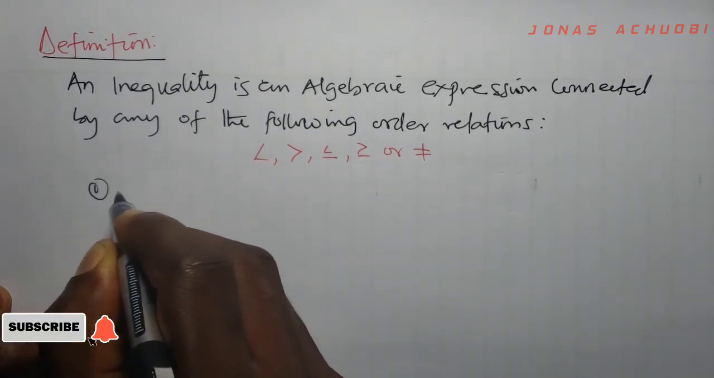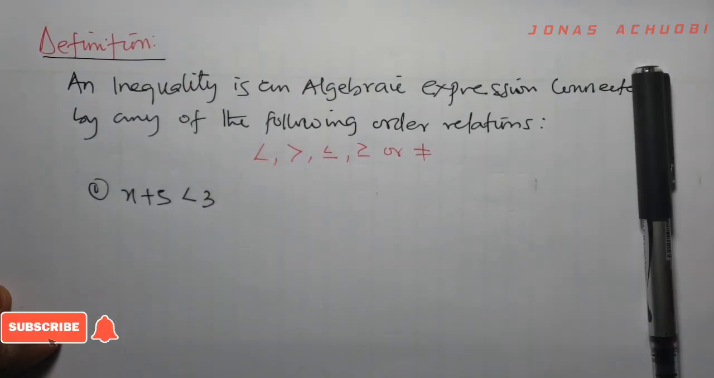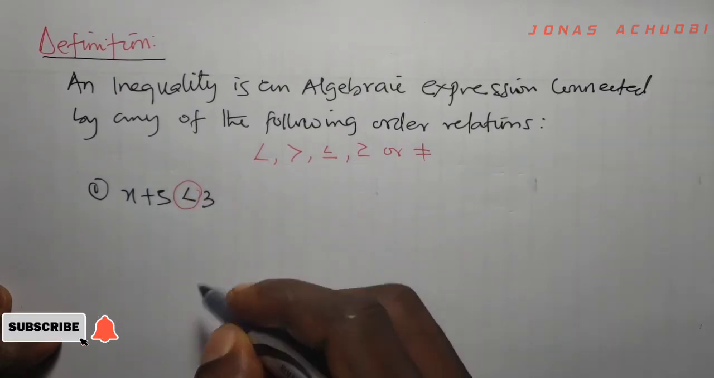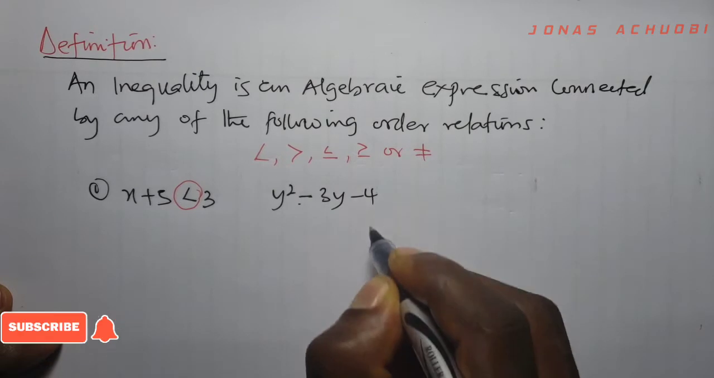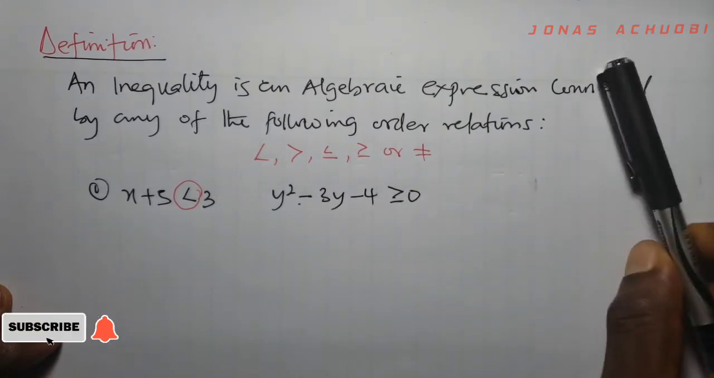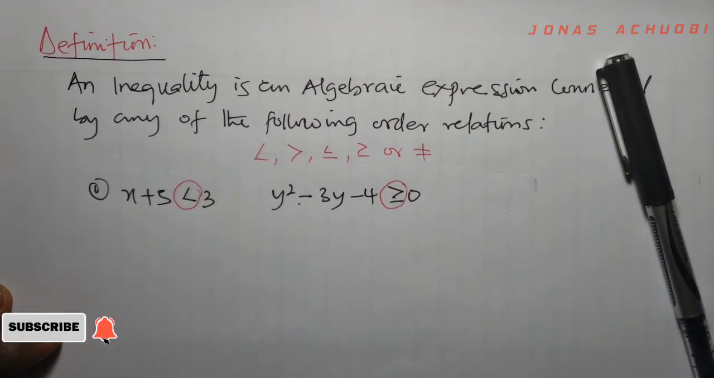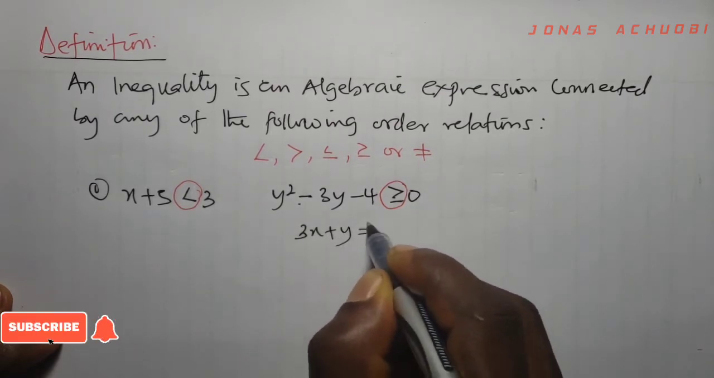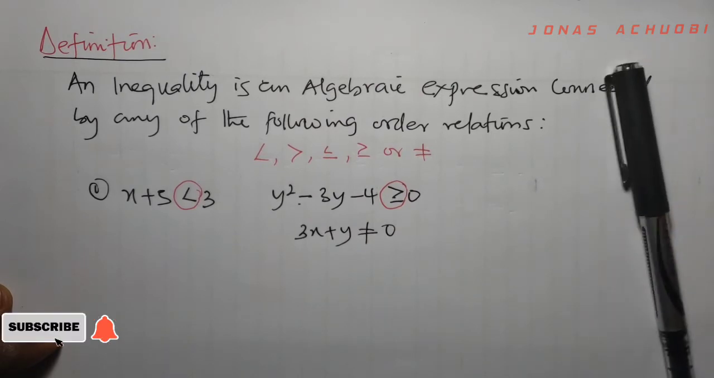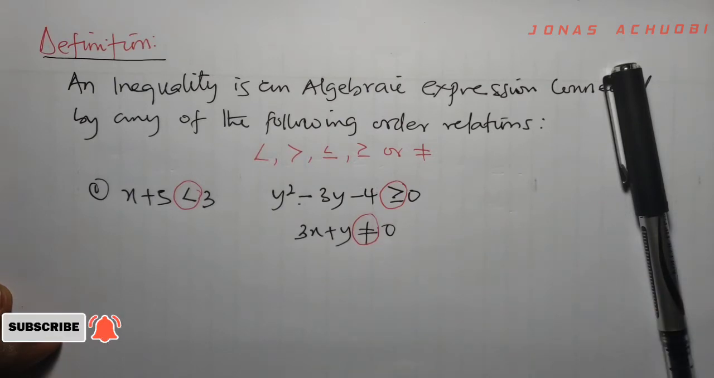1. The expression x plus 5 less than 3. So here we have used the relation less than, and that makes it an inequality. Another example is the expression y squared minus 3y minus 4 greater than or equal to 0. Once again, we have made use of another relation here, greater than or equal to 0. That makes that expression an inequality. Another example could be 3x plus y not equal to 0. Once again, we have used another relation here, not equal to, and that makes it an inequality.